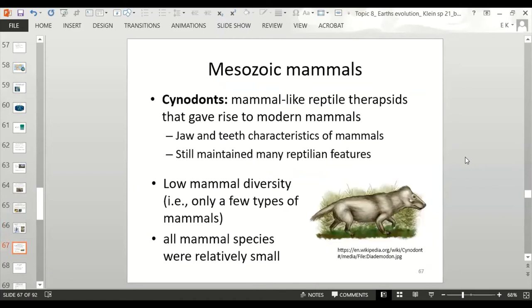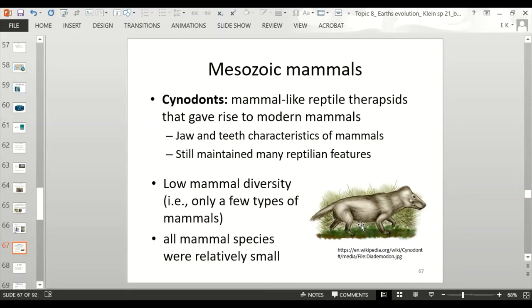So what about mammals in the Mesozoic? So cynodonts were mammal-like reptile therapsids that gave rise to modern mammals. So mammals evolved from reptiles. So you see there's a line. You have fish, and then some fish evolved eventually into amphibians. And then you had the line then to evolve into reptiles. And then you had a lineage of reptiles evolving into mammals. So these mammal-like reptiles had jaws and teeth that were similar to mammals, but they still did have some reptilian features.